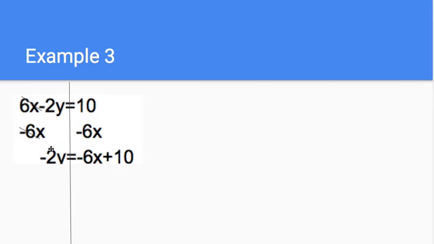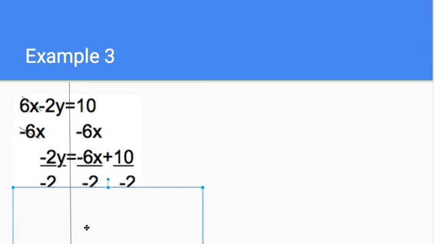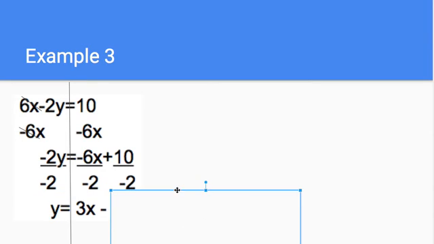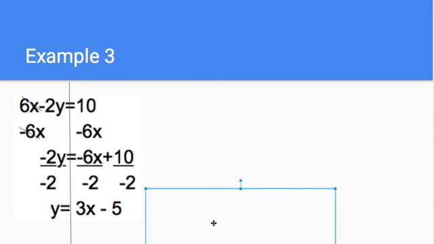So I have negative 2y equals negative 6x plus 10. Now, I want to get rid of this negative 2. I get rid of it by dividing, but everything has to be divided by negative 2. So I'm going to divide negative 2y by negative 2, which leaves me just y. Negative 6 divided by negative 2 is 3, and then 10 divided by negative 2 is negative 5. So my equation in slope-intercept form is y is equal to 3x minus 5. My slope is 3. My y-intercept is negative 5.